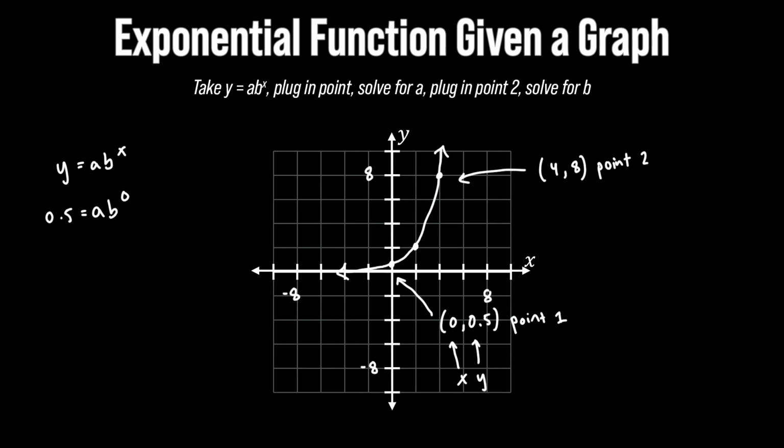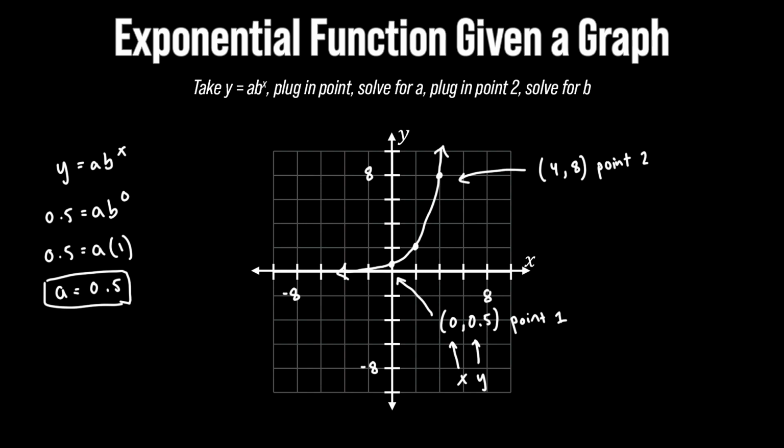Now this is the important part. The reason why it's important to have the x as 0 is because b to the 0 we can simplify as 1, which means that by plugging in the y-intercept, we're going to spit out a value of a, which is 0.5. Now that we know the value of a, we can solve for the value of b.